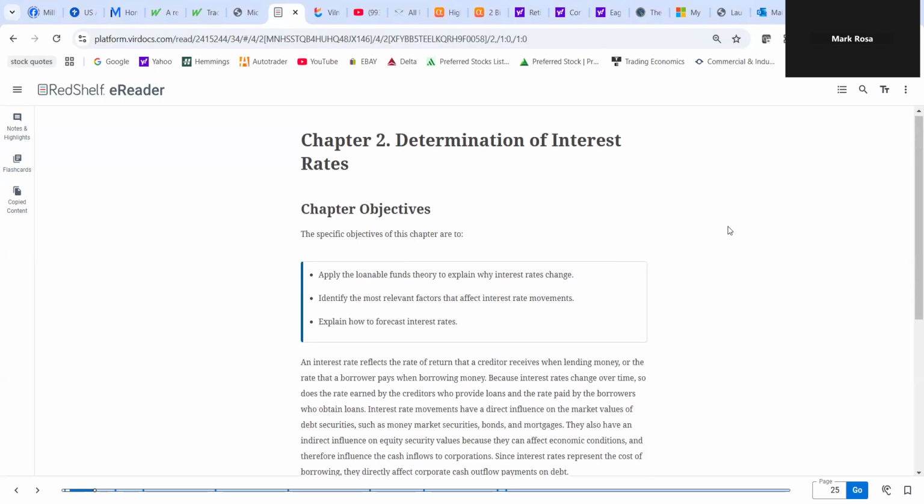Determination of interest rates. Okay, chapter objectives. Apply the loanable funds theory to explain why interest rates change. Identify the most relevant factors that affect interest rate movements. Explain how to forecast rates.